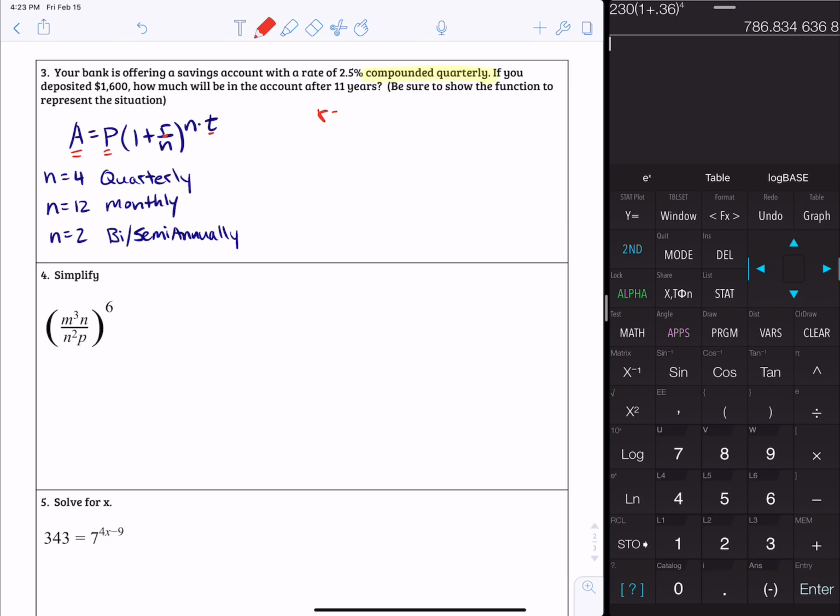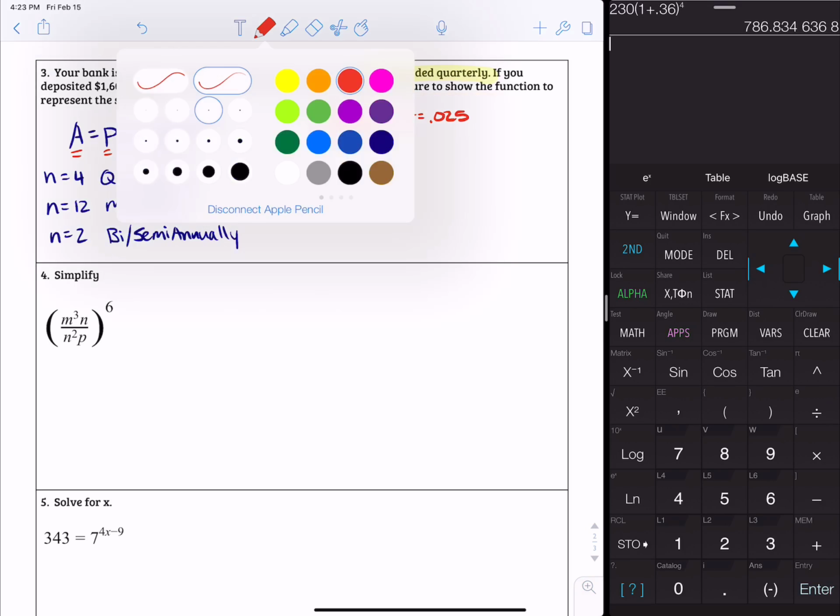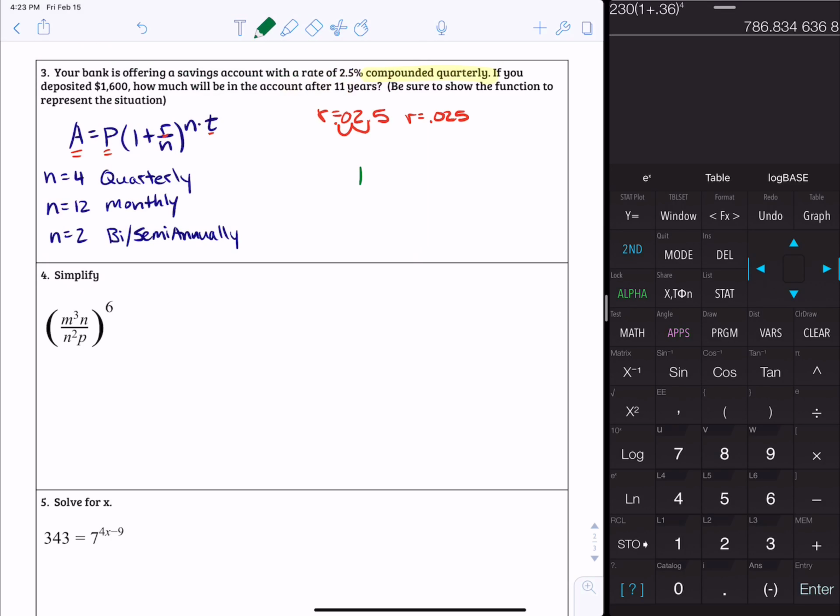So we're going to make the rate into a decimal. So 2.5, if we move the decimal over 2 places to the left, then our rate is 0.025. We deposited $1,600. So that is our initial amount. So we have 1 plus 0.025. And we're going to show the function. And then we're going to plug in the time of 11 years.